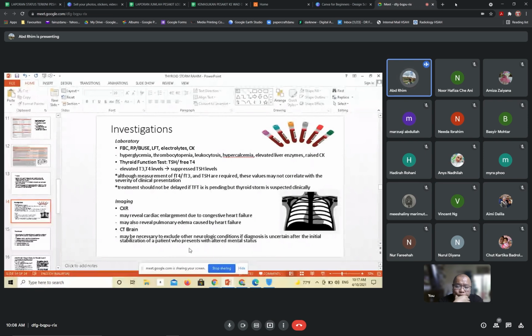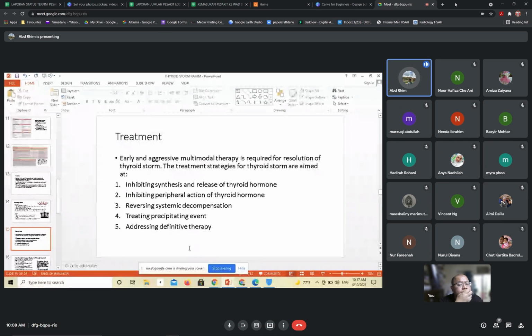Okay, we move on to the treatment of thyroid storm. Actually, there are 5 objectives of treatment for thyroid storm. First one is to inhibit synthesis and release of thyroid hormone. Second one is to inhibit peripheral action of thyroid hormone. Third, reversing systemic decompensation. And fourth, treating the precipitating event. And the last one is addressing definitive therapy.